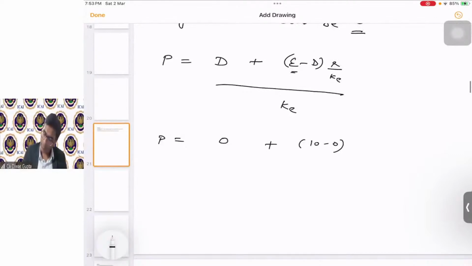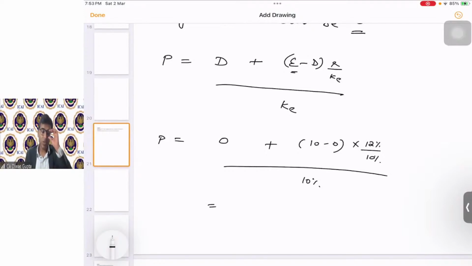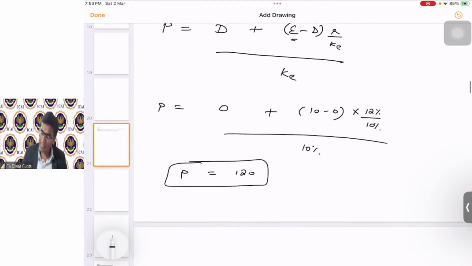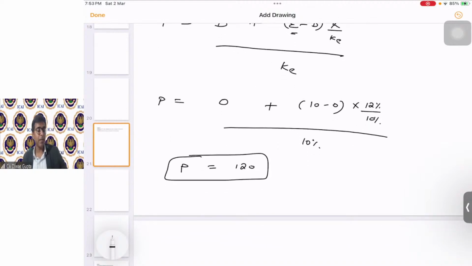So this becomes 12% divided by 10%, whole divided by 10%. So 10 into 12 divided by 10, that means 12 divided by 10, it becomes 120 rupees. So the price at the optimum dividend payout ratio becomes 120 rupees, students.